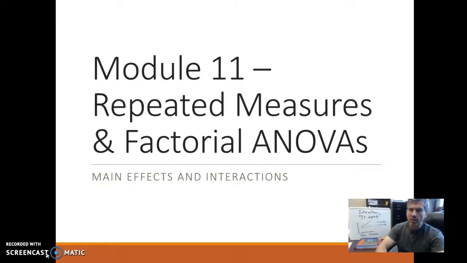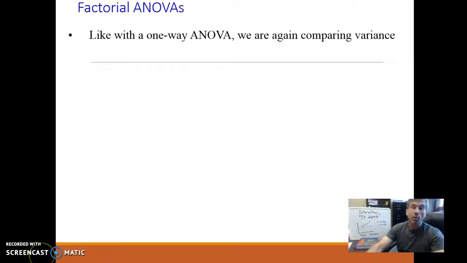We got an interaction example on the board behind me here, but let's not worry about that for just a moment. Let's talk about some basic ideas. So remember that our factorial ANOVAs, as I've mentioned, actually are multiple hypothesis tests folded into one. There are multiple effects that you might be interested in understanding. All of those effects involve calculating and comparing variance.